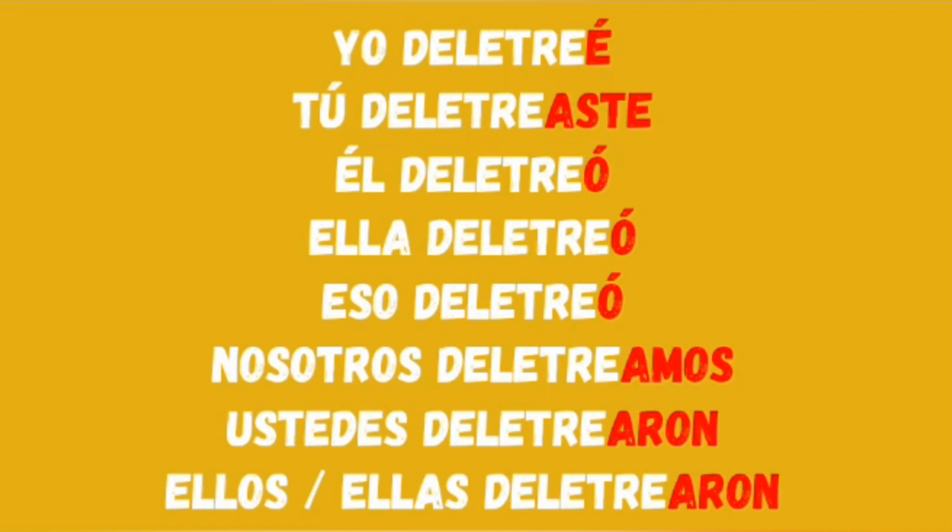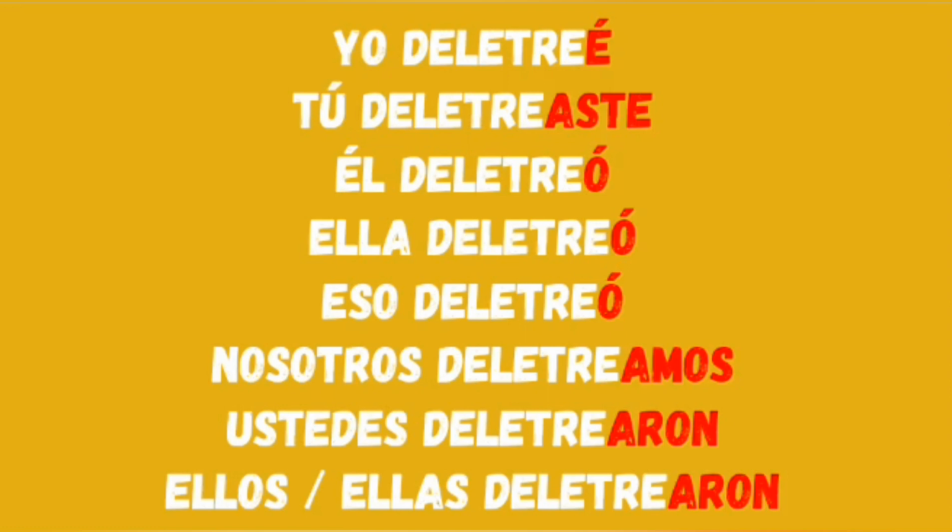To say he spelled, you have to say él deletreó. To say she spelled, you have to say ella deletreó. To say it spelled, you have to say eso deletreó. To say we spelled, you have to say nosotros deletreamos. To say you spelled in the plural form, you have to say ustedes deletrearon.